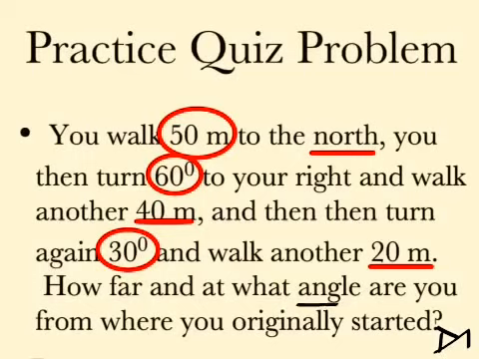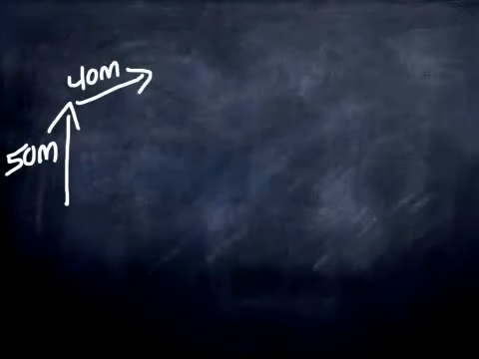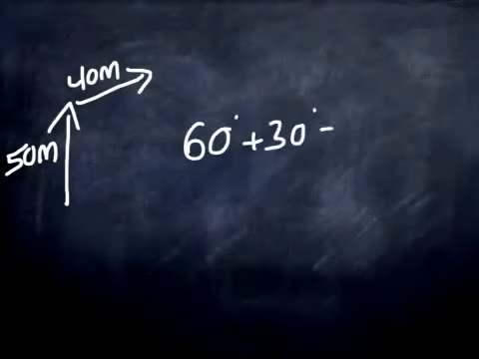It's looking for the displacement, how far, and the angle from your original starting location, after turning 60 degrees and 30 degrees, walking 50 north, then 40, and then 20. This is an example of vector addition. We have 3 displacements that we're going to add to create 3 vectors. Our first displacement, 50 meters north. Then we turn 60 degrees and walk 40 meters.